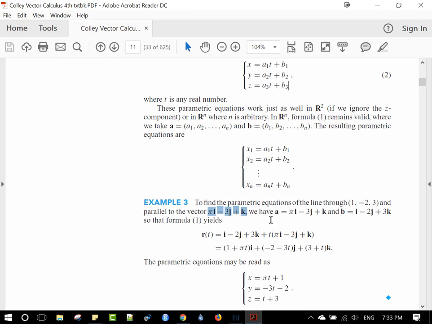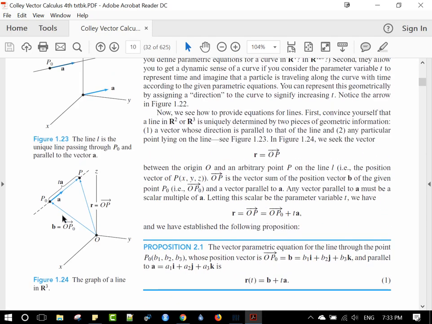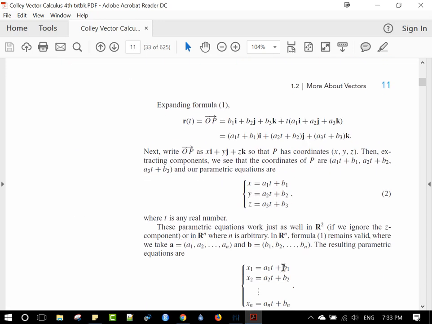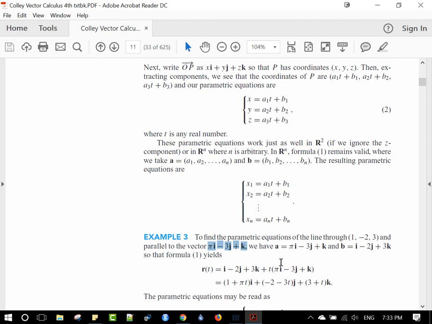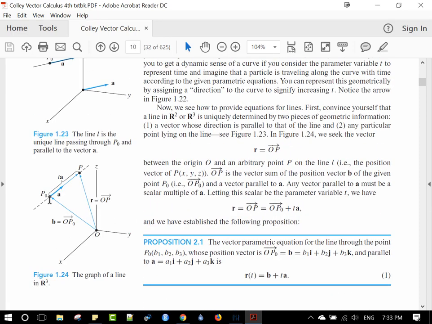A is our what? A is the vector, right? Wasn't that the vector that we wanted to be parallel to? Yeah, A is the vector. So that's TA there. So A is the vector that we want it to be parallel to, and the point B, or the vector B, is over here. This is B, so P0. So the point, in other words, is the point that we're given.